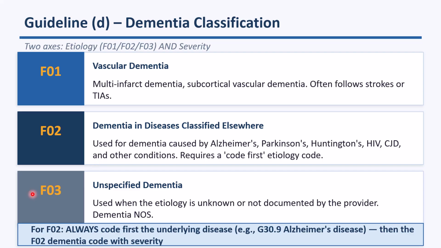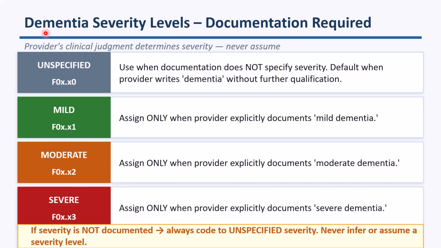F03 is unspecified dementia. This is used when the etiology is not known or not documented. It's your dementia NOS code. So for F02, always code first the underlying disease. Example, as I said, G30.9 Alzheimer's disease. Then the F02 dementia code with severity. Now, within each dementia category, you also need to capture severity.